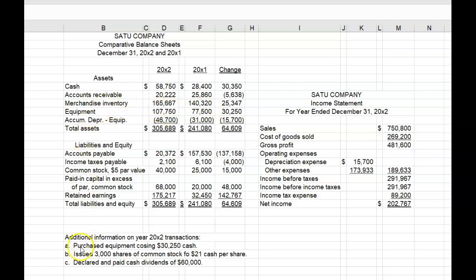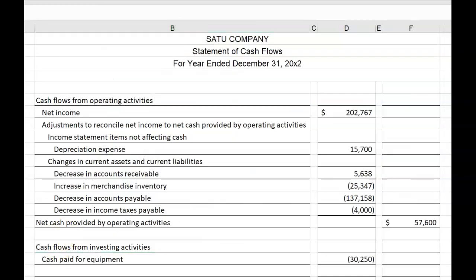So let's go down to the other information, and it says purchased equipment costing $30,250 for cash. So we spent cash in acquiring equipment. So cash paid for equipment is $30,250. In the investing section, cash paid for equipment, $30,250.